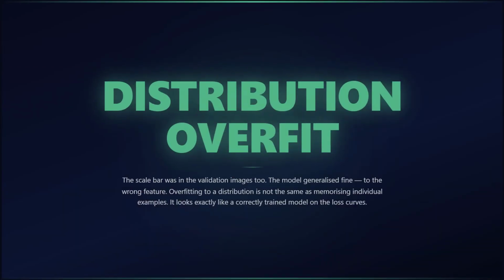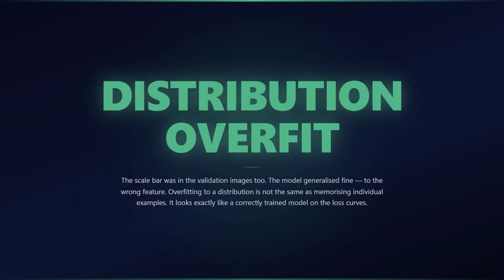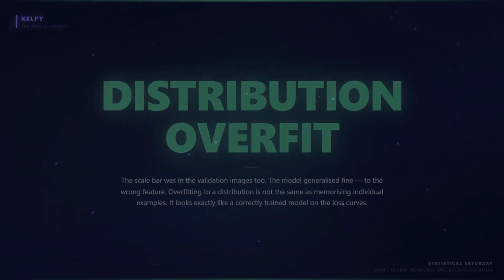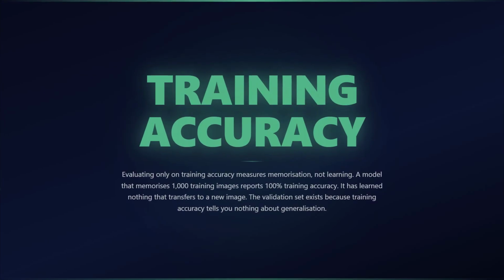That should mean it's not overfitting. Your validation set came from the same hospital as your malignant training samples. The scale bar was in the validation images too. Overfitting to the distribution is not the same as memorizing individual examples. The model generalized fine to the wrong feature. That's a sneaky version of the problem. It looks clean on the curves. It looks exactly like a correctly trained model.